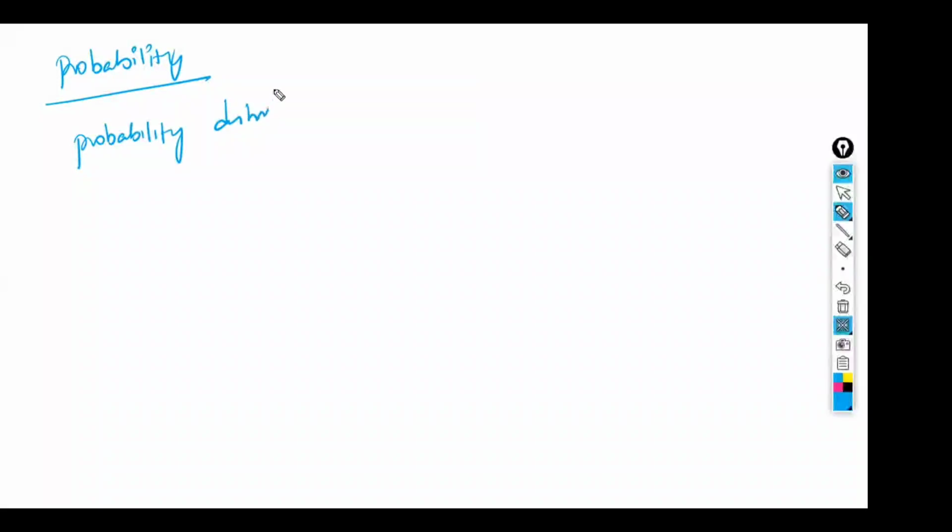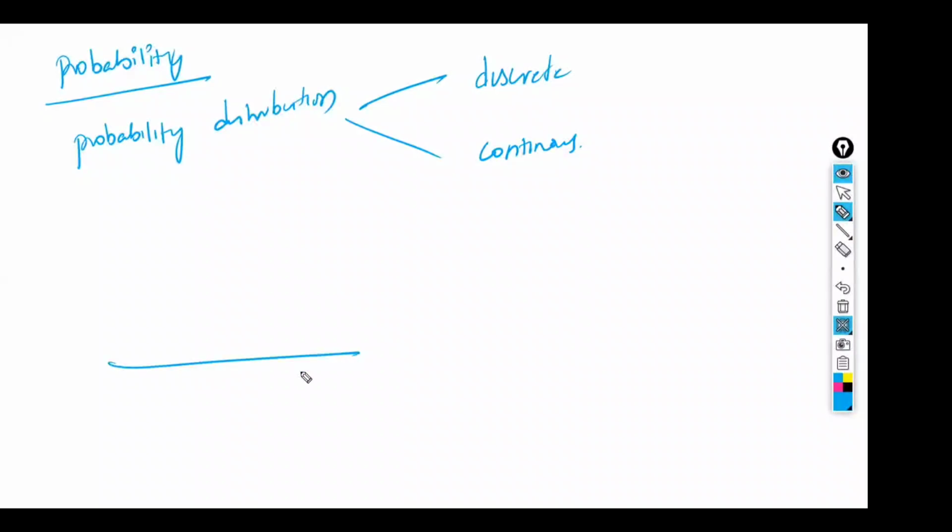So in the last class, we discussed probability, and along with that, probability distributions. What is meant by probability distribution? Within the probability distribution, we have seen continuous and discrete probability distributions. If you are applying it on a continuous variable, it is called a continuous probability distribution. If you are applying it on a discrete variable, it is a discrete probability distribution.